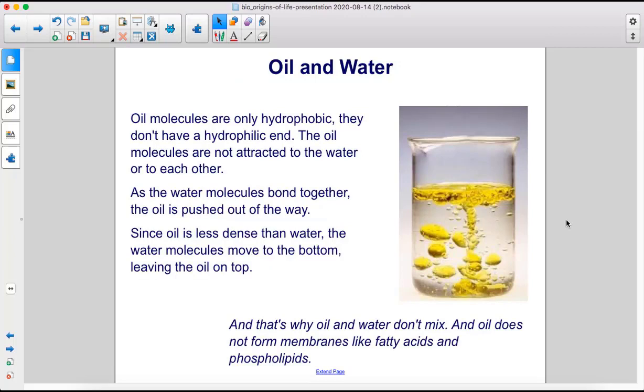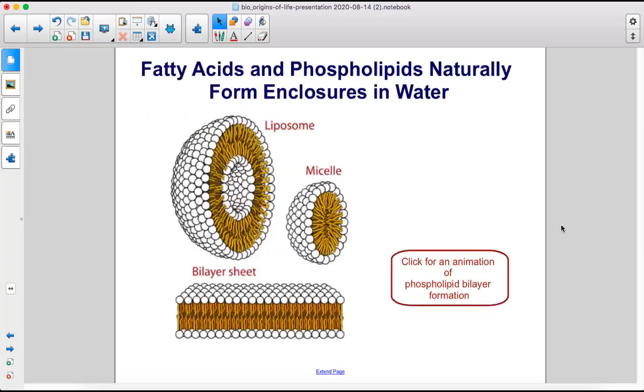Oil molecules are only hydrophobic. They don't have a hydrophilic end. The oil molecules are not attracted to the water or to each other. As the water molecules bond together, the oil is pushed out of the way. Since oil is less dense than water, the water molecules move to the bottom, leaving the oil on top. And that's why oil and water don't mix. And oil does not form membranes like fatty acids and phospholipids. Click here for an animation of phospholipid bilayer formation.